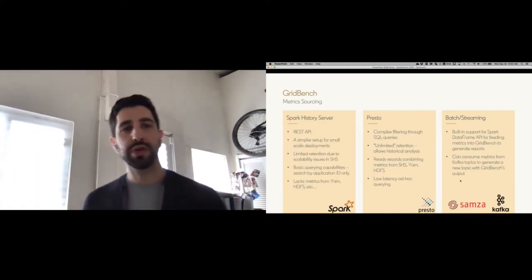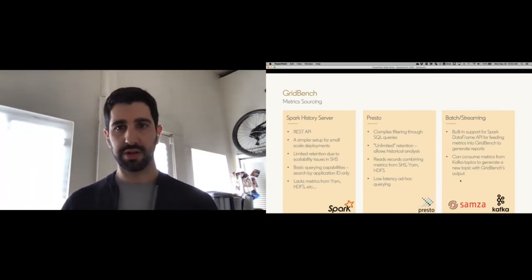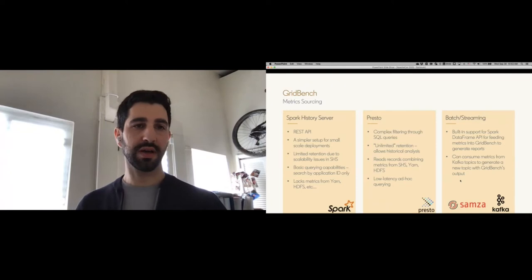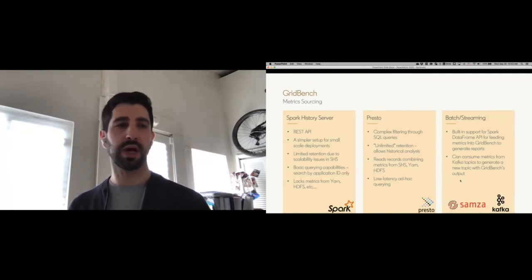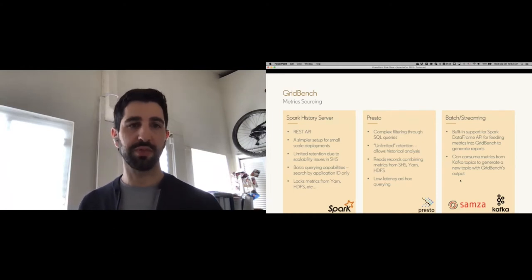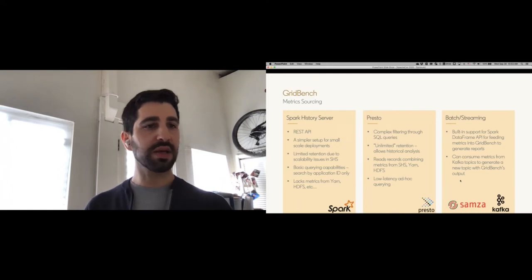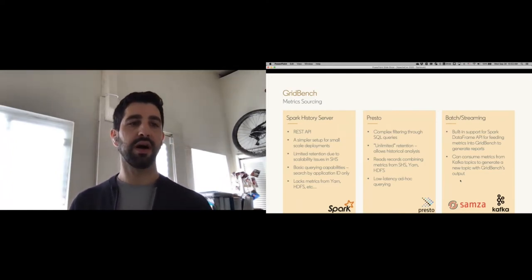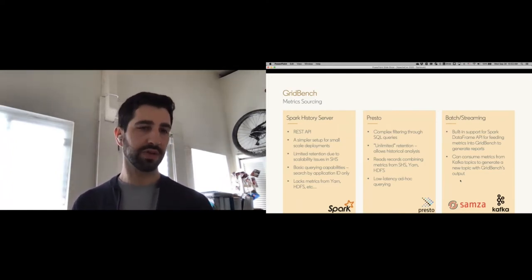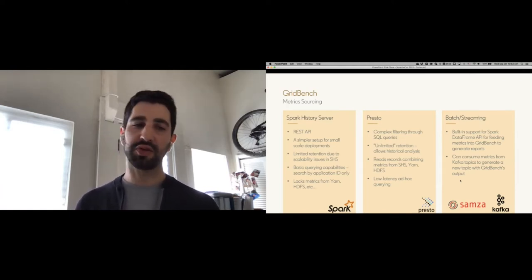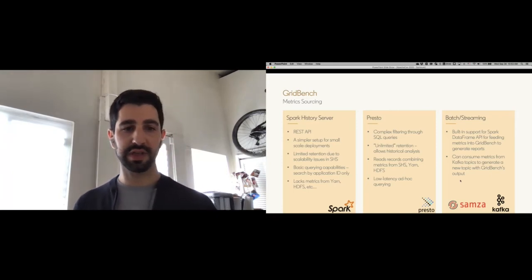So where do we get the metrics for Gridbench? There are several options here. The first one is from Spark History Server, and this was the original metric source that was only supported in Gridbench in the early version. Like we've discussed, there's a REST API that is exposed and exposes all of the metrics that Spark History Server collects. And then it lacks metrics from Yarn, HDFS, and so on, like we've discussed. So it's a kind of incomplete source.